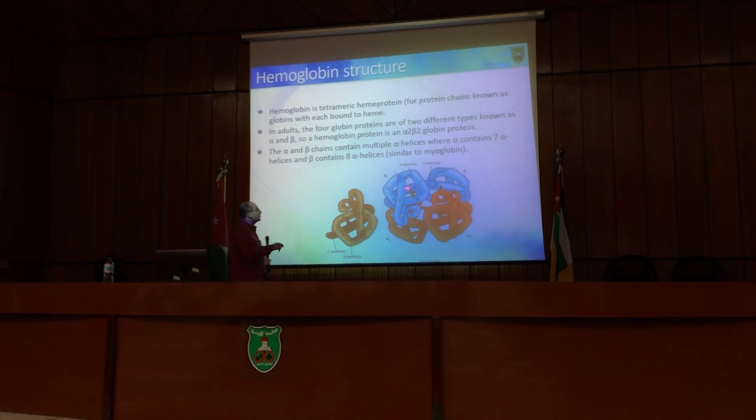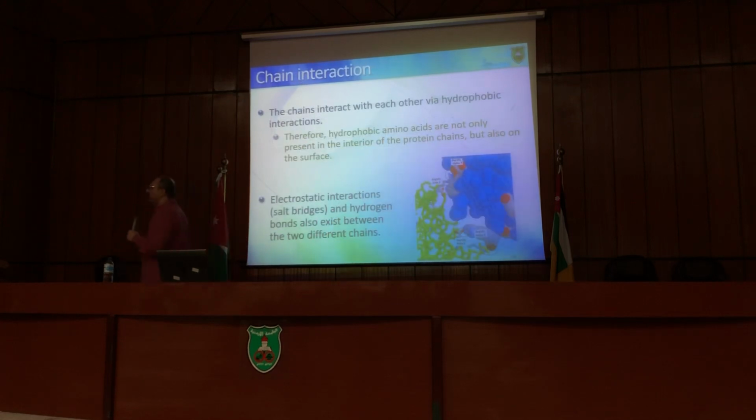If you look at the structure of each one of these chains, the beta chains have 8 alpha helices. So it is full of alpha helices, just like myoglobin. Myoglobin also has 8 alpha helices. The beta chain has 8 alpha helices. The alpha chain has 7 alpha helices, so 1 alpha helix less than beta and myoglobin. But overall, if you look at the structure of the alpha and beta, they are full of alpha helices. The question is now, how do these 4 chains interact with each other?